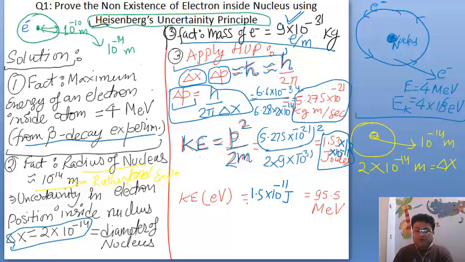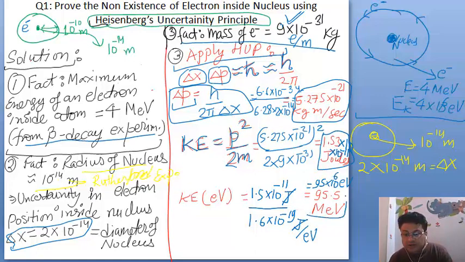If you want to convert it into electron volts, you have to divide it by 1.6 into 10 to the power minus 19, because this is joule per electron volt, so joule and joule will cancel out and electron volt will remain. It would come out to be a value of 95 into 10 to the power 6 electron volt actually. So you can write it as 95 mega electron volt.